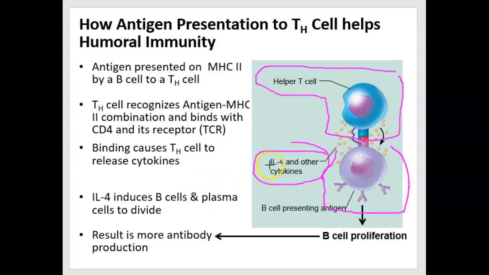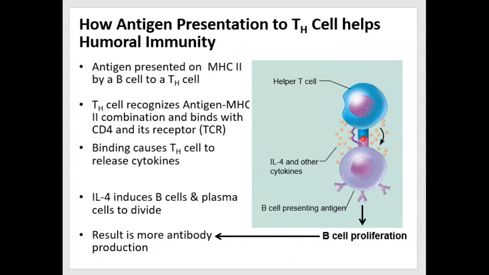It turns out that it's interleukin 4 that actually causes identical B lymphocytes to proliferate. But the point is, if you get a lot more B cells that recognize the same antigen, you're going to get more antibody production, and that will amplify the humoral response. So B lymphocytes do antigen presentation, which we'll talk about again when we do cell-mediated immunity.